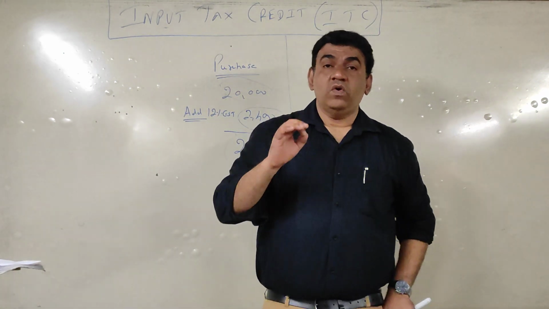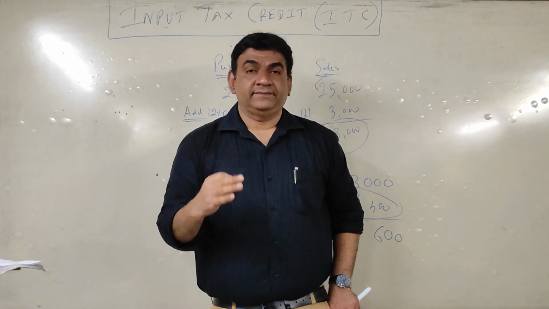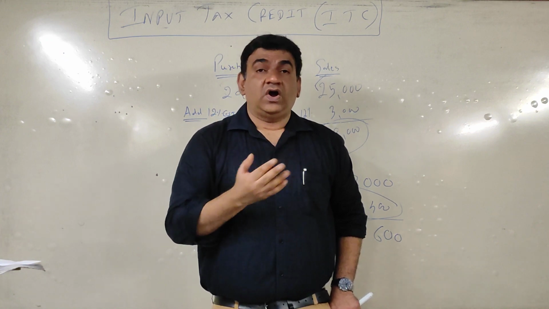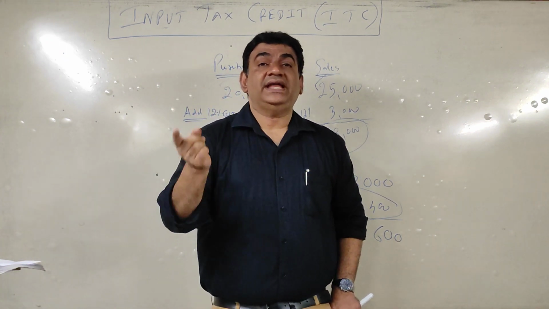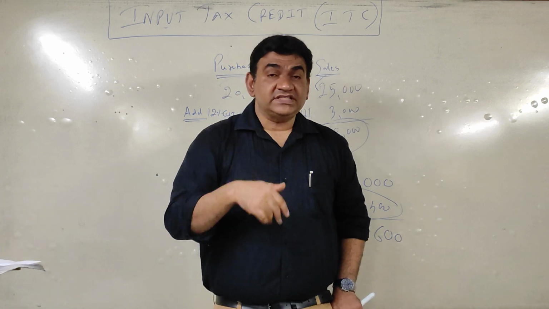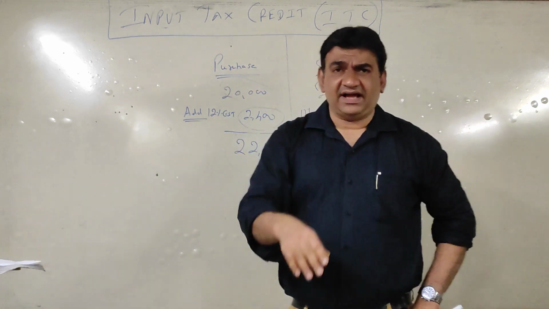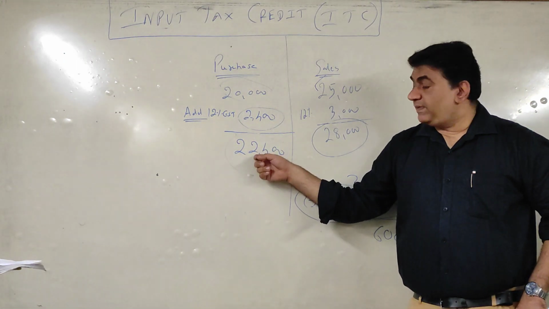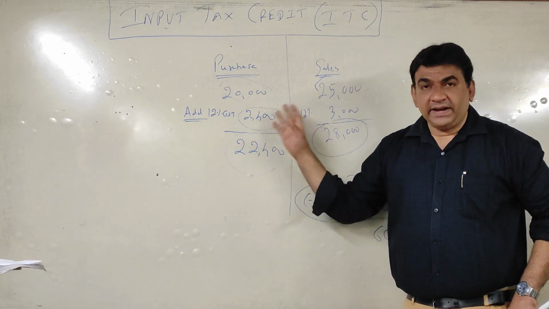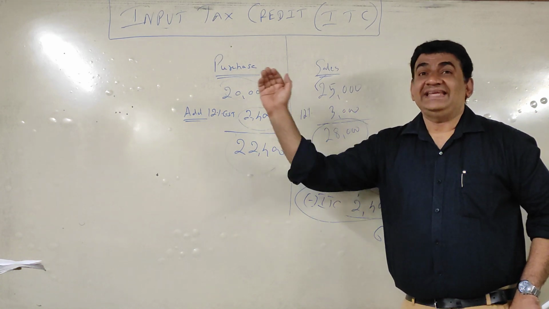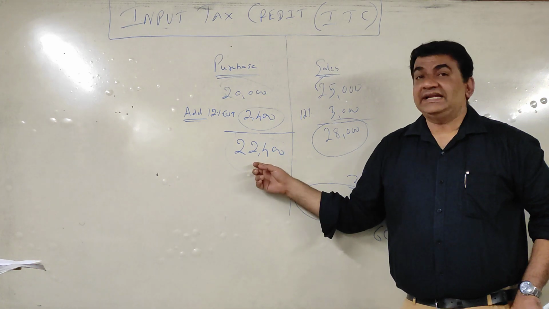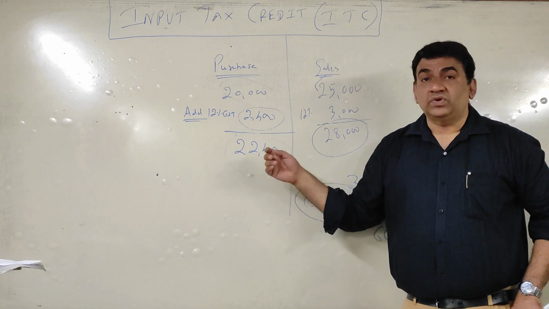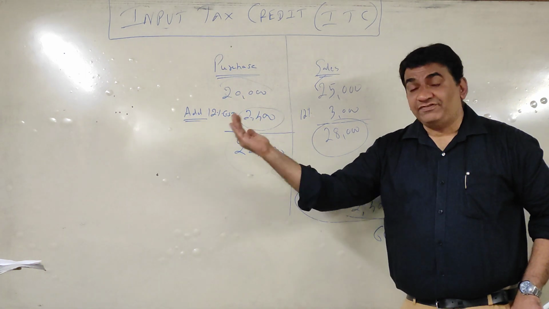Now, if you want to claim input tax credit, if you are buying goods or receiving services, only when you receive the goods, you can claim ITC. Only when you have received the services, you can claim ITC. Again, coming to the same example. Buyer has paid 22,500. He has made the payment of the bill, but he has not received the goods. So till the time he has not received the goods, he cannot claim ITC. So to claim ITC, goods have to be received.